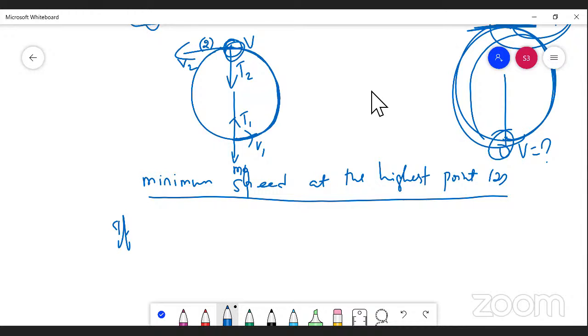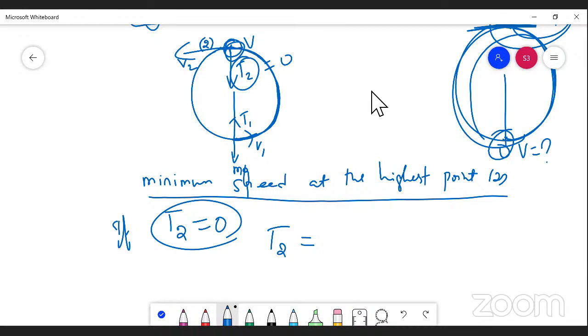But consider that at the highest point the tension T2 is equal to 0, meaning there is no tension. What is the condition of tension at the highest point? What is the T2 formula? T2 is equal to m v squared by R minus mg.